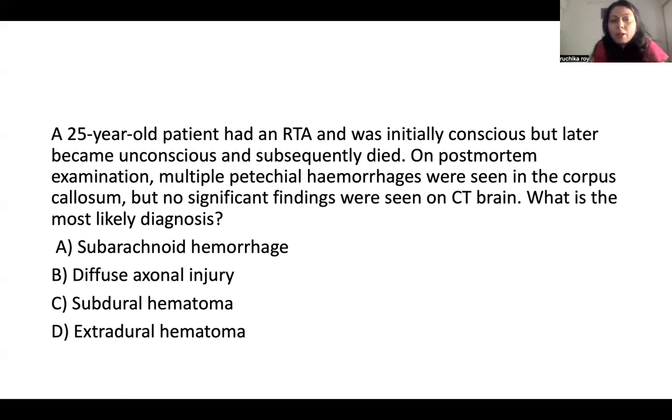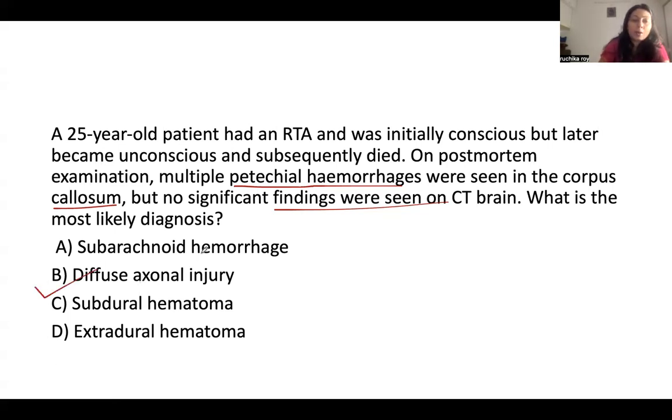Let's start with one of the questions. A 25-year-old patient had an RTA and was initially conscious but later became unconscious and subsequently died. On postmortem examination, multiple petechial hemorrhages were seen in the corpus callosum. But no significant finding was seen on the CT scan. What is the most likely diagnosis? Subarachnoid hemorrhage, diffuse axonal injury, subdural hematoma, or extradural hematoma? The answer is diffuse axonal injury.